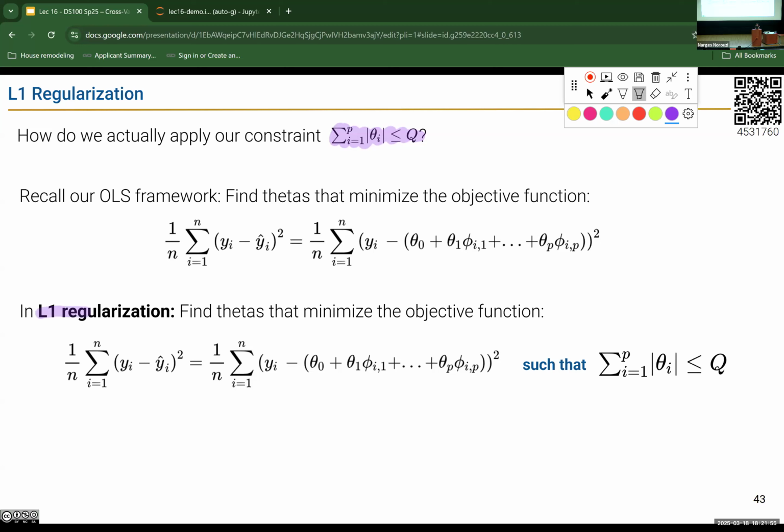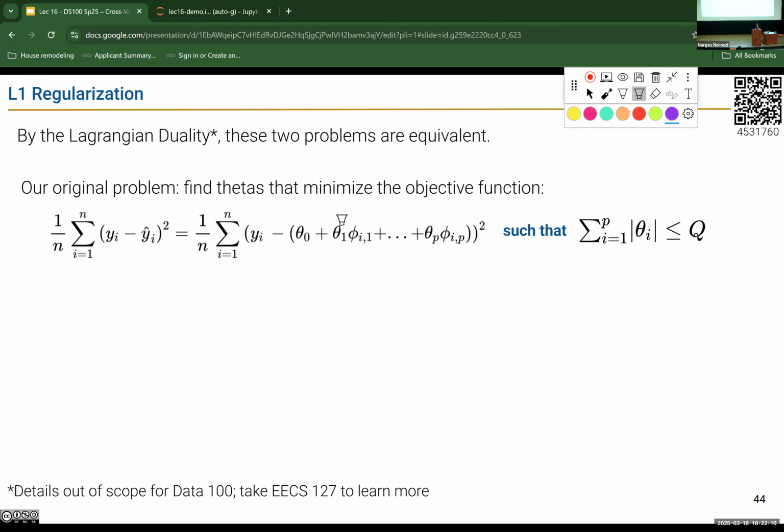This is called L1 regularization, because this constraint that we're putting is called a regularizer term or regularizer condition. It is L1 because what you're seeing on the left-hand side is the L1 norm of the parameter vector. For the purpose of Data 100, I'm not going to go through the details of how to solve this complex problem, where I'm minimizing mean squared error but also imposing a condition. Here we're using Lagrangian duality, which is a topic for an optimization course. I'm not going to go into it.